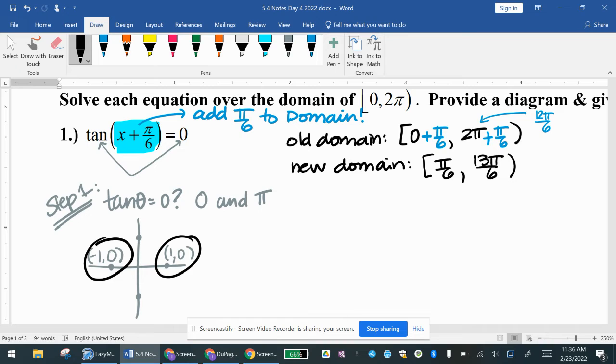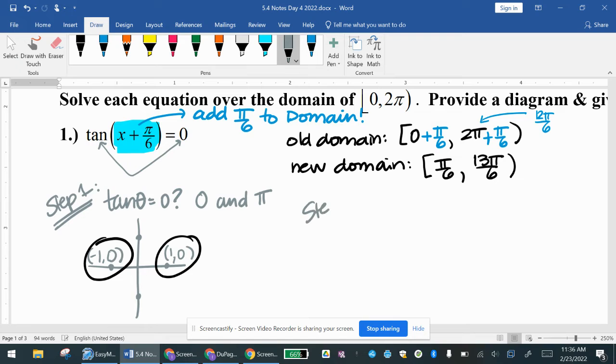Okay? So the first part of the problem is to just ignore what's happening with the angle, like it could be added, subtracted, multiplied, or divided. You're just focusing on the outer parts, right? So what function is it and what does it need to equal?